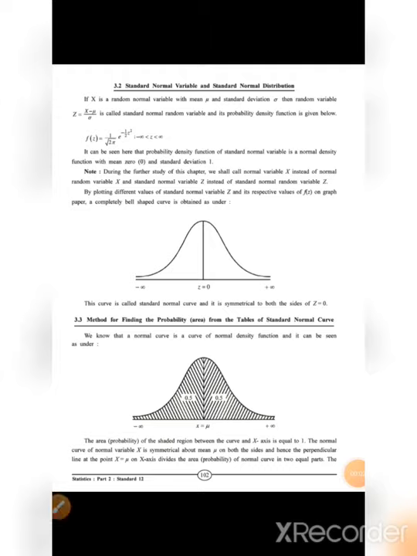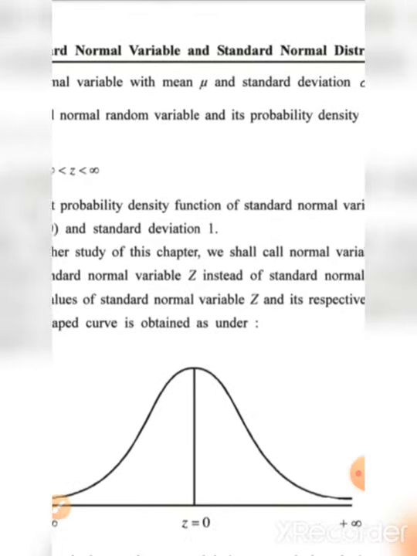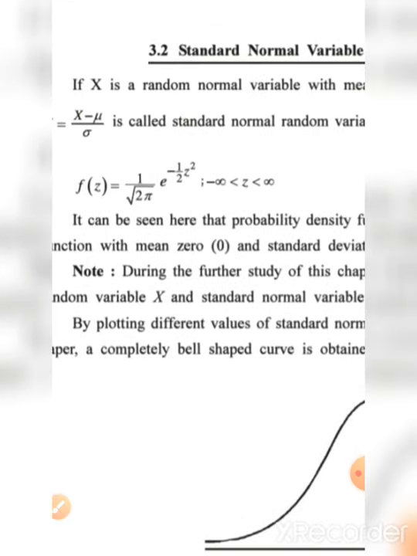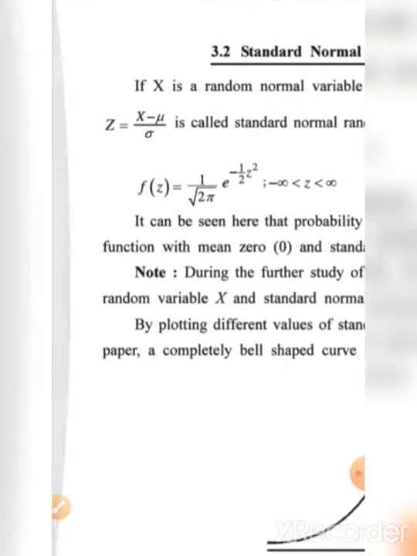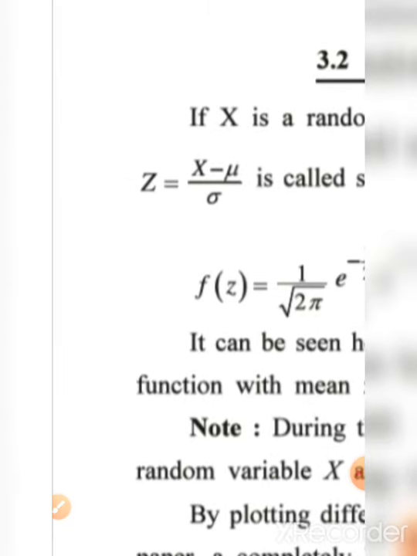Here, children, we talked about the normal distribution. Now we are going to see the standard normal distribution. How could the normal distribution, or the normal variable, be converted into the standard normal variable? This is the formula: z is equal to x minus mu upon sigma. With the help of this formula you can convert the normal variable into the standard normal variable.